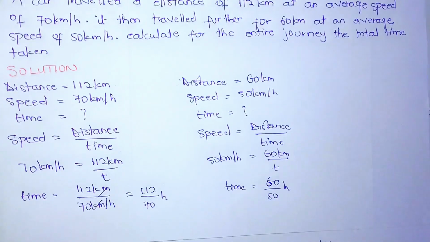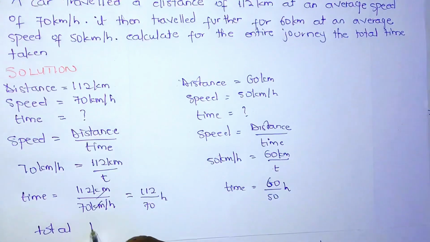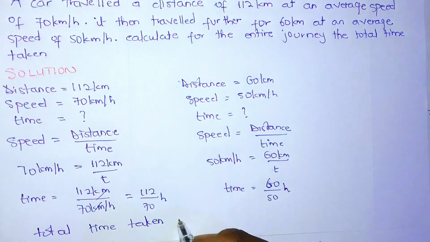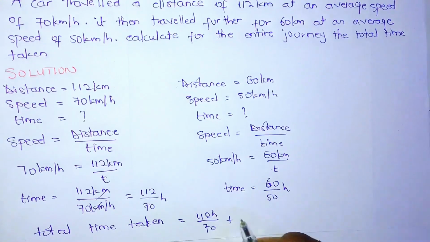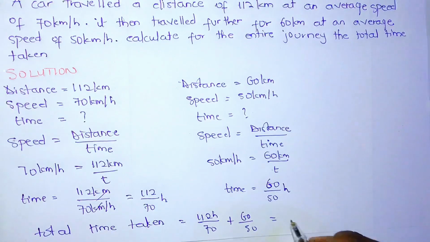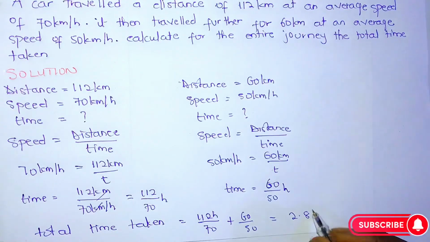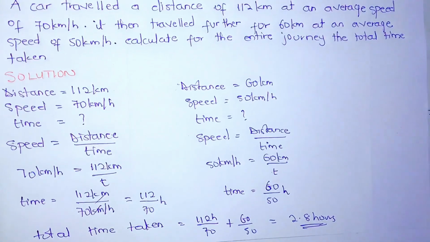Okay, so we are asked to find the total time taken for the entire journey. Total time taken is going to be 112 over 70 plus 60 over 50, and this is going to be 2.8 hours. That's 2 hours, 48 minutes. So this is the time taken for the entire journey.